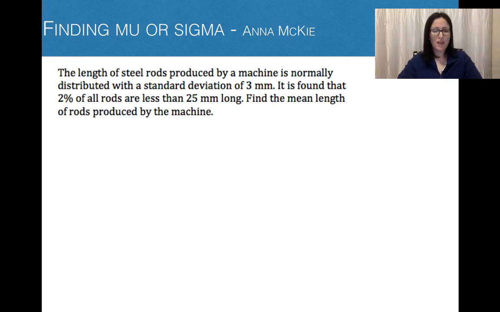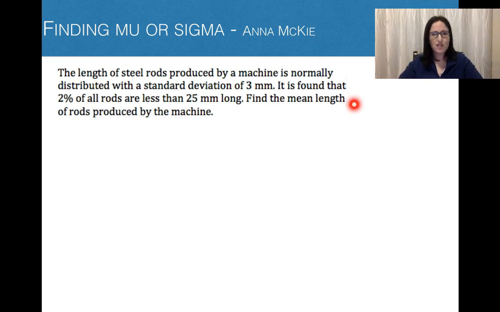So let me give you a tip on this one. Whenever you come across a question where you're asked to find the mean or the standard deviation, chances are you're going to have to use a Z-score, so a standard normal Z-score, to help you work that out. So I've got two examples here.